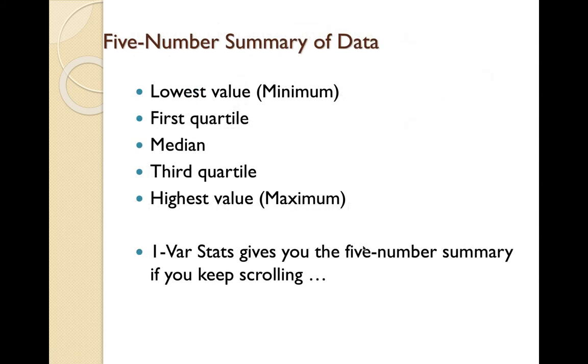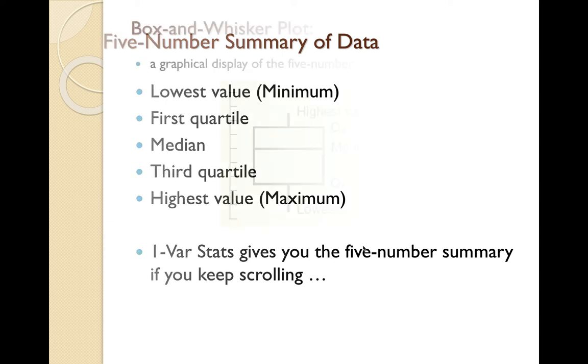All right, I referenced the five-number summary just a minute ago. It is a really nice way to summarize data. You always want to label the numbers whenever you write out the five-number summary. So you want to put min for minimum, Q1 for first quartile, med for median, Q3 for third quartile, and then max for maximum, and then put the values, okay? And the one-variable stats that we used last time, to define mean and standard deviation and that sort of thing, will give you all these values at the bottom of the list. Okay, so keep scrolling, you'll find them.